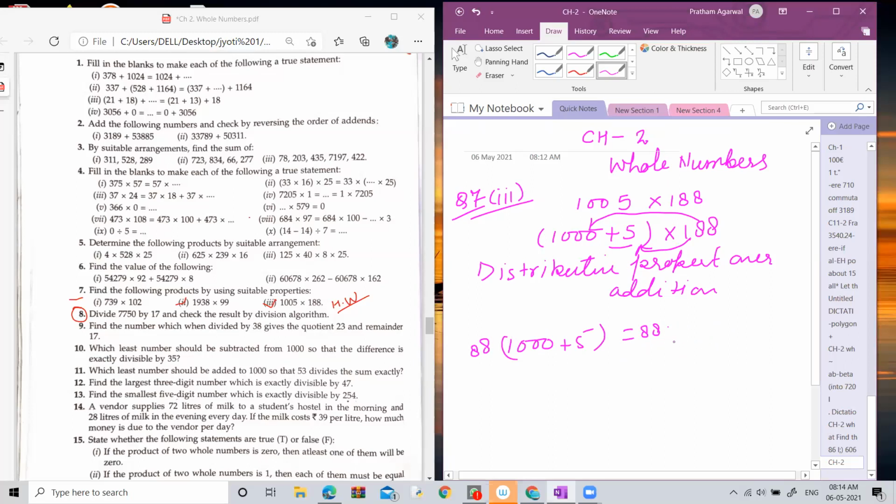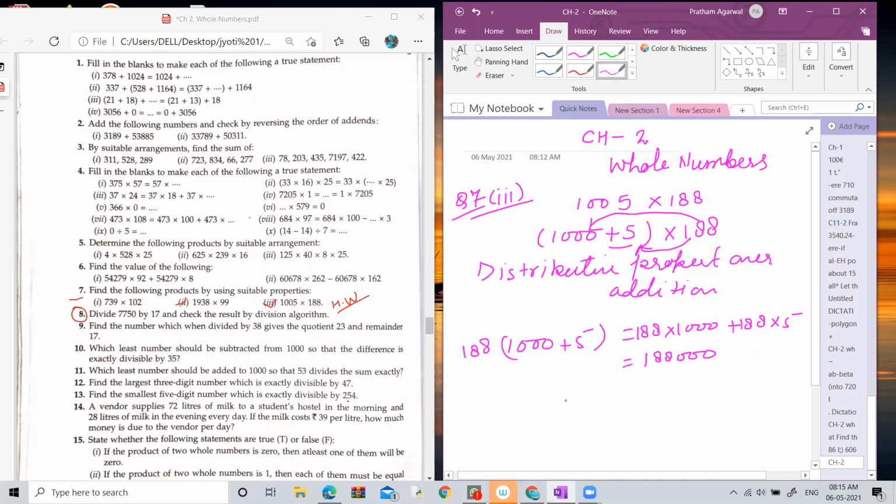What is the product of these two numbers? It is 188, beta. Find out the product of this 188 with 1000. How much is it? 188,000. Okay.